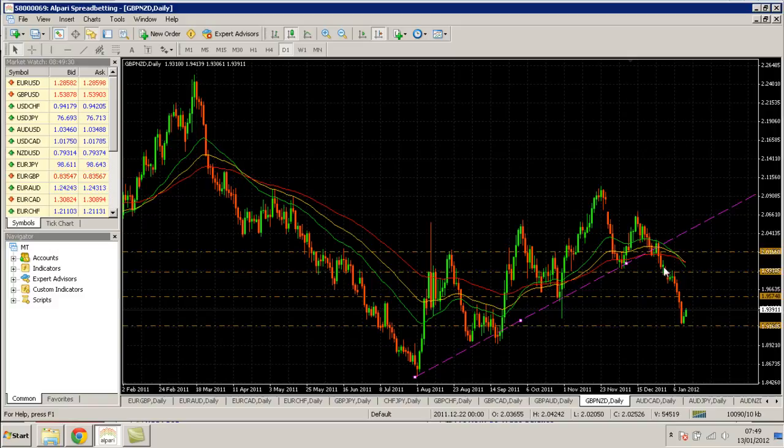But we shall see what happens with that one. And as you can see, it's come down and it's bounced off horizontal support and resistance, so it's probably making its mind up what it wants to do there, so we shall wait for it to decide.